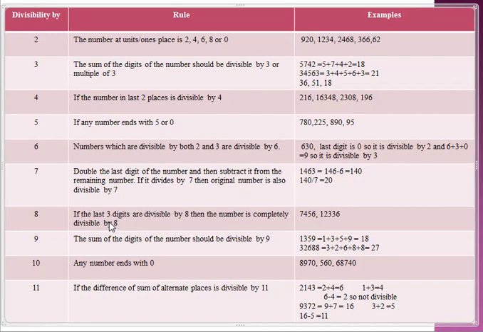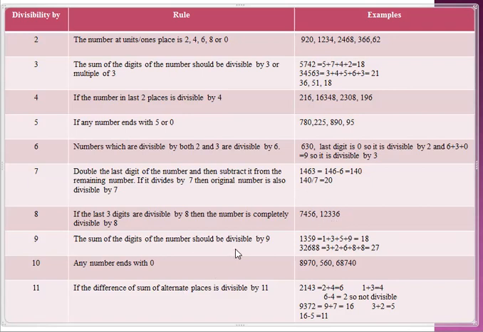Number 8. The last 3 digits should be divisible by 8. You have to see whether the last 3 digits are divisible by 8 or not. So 8 fives are 40. Then 5 gets carried over. 8 sevens are 56. Yes, it is divisible by 8. Same way, the last 3 digits 36: 8 fours are 32 and 1 carried forward. 8 twos are 16. So that means it is divisible by 8.